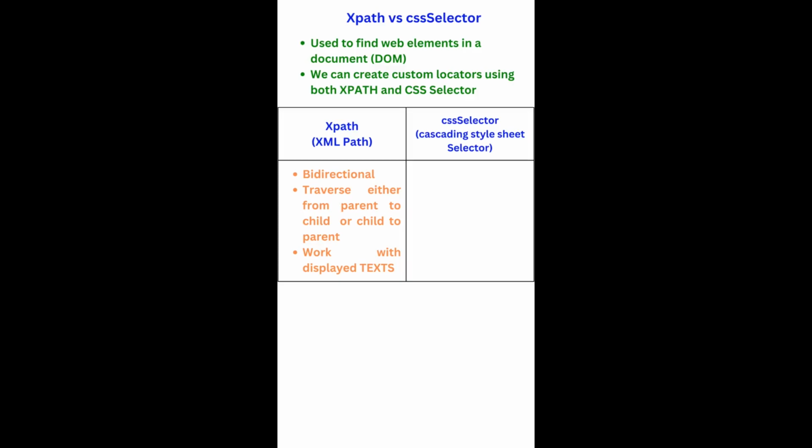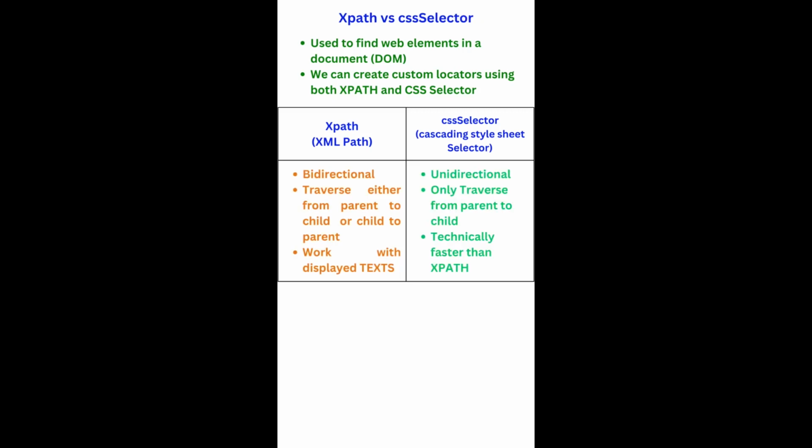XPath versus CSS selector. Both locators are used to find web elements in a document. We can create custom locators using both XPath and CSS selector. XPath or XML path is bidirectional. We can traverse either from parent to child or child to parent. It works with displayed texts.